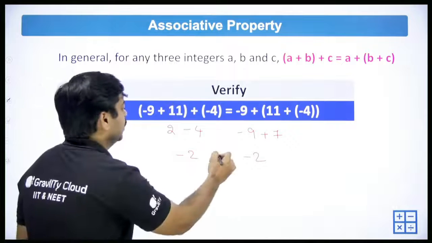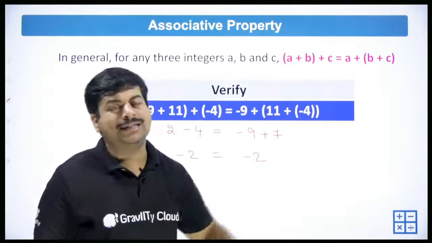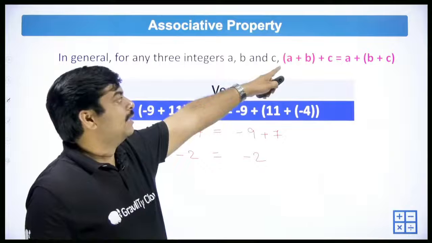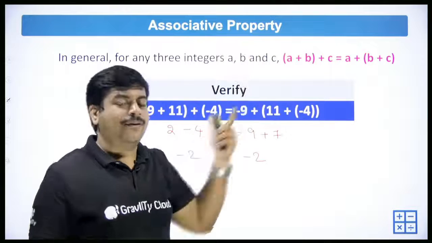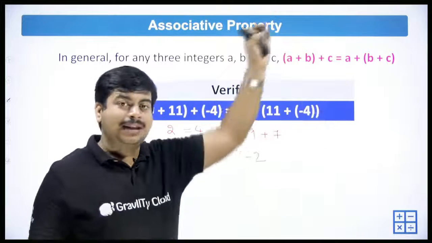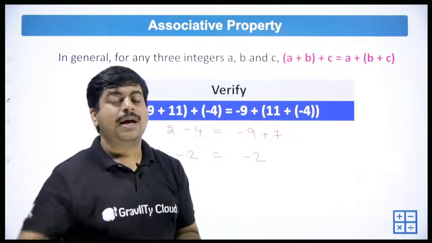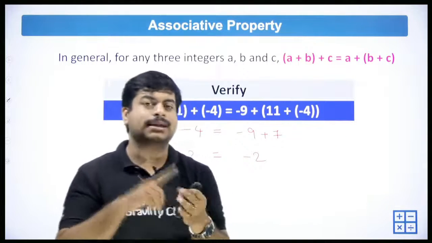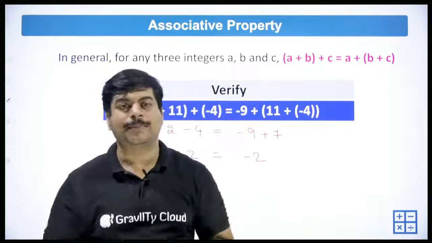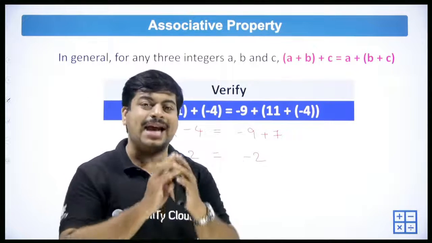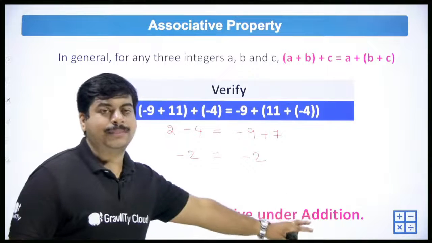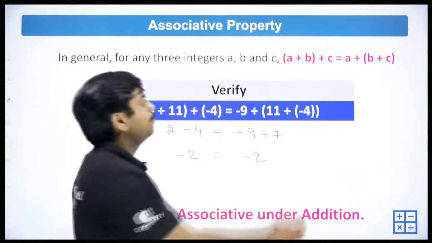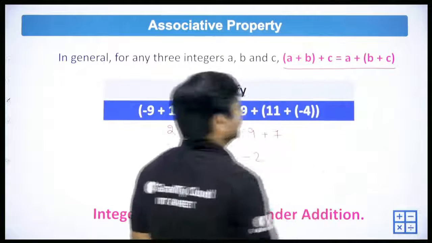Yes, these two are equal. Numbers may be positive or negative, integers it can be. So for all these, this property is valid: A plus B plus C equals A plus B plus C. Integer is not important; whole numbers, integers, later we'll discuss that. In addition, you can add in any way. So integers are associative under addition.